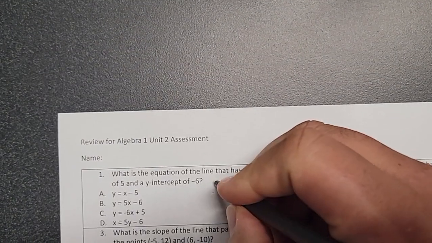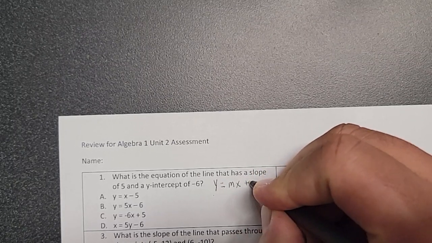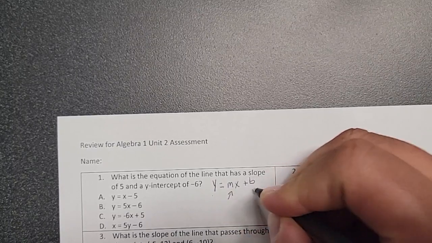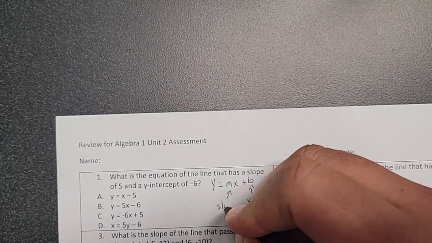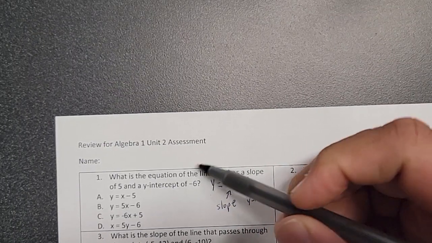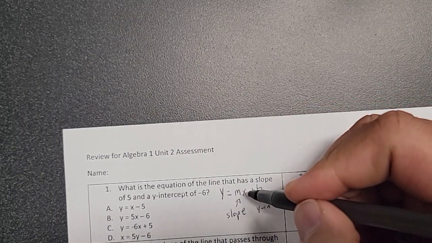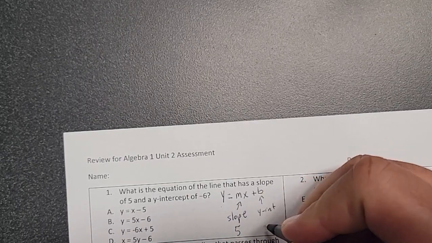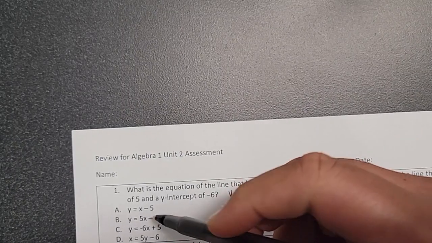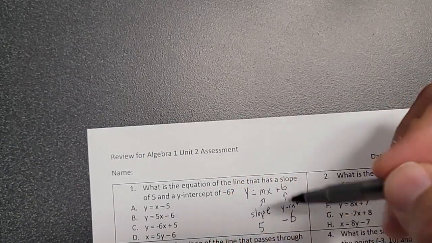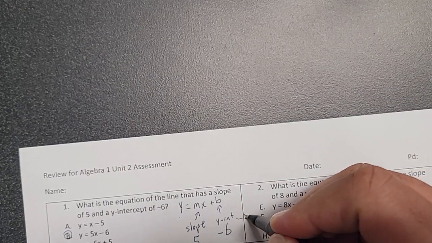All right, so for number 1 and 2, all you need to know is that we have y equals mx plus b. The m is the slope, the b is the y-intercept, and it's telling you, what is the equation of the line that has a slope of 5 and a y-intercept of -6? So my slope is going to be the 5, the b is going to be a minus since it's a -6, and we just look for the one that has that pattern. So 5x minus 6 would be b. Okay, so go ahead and try out number 2.